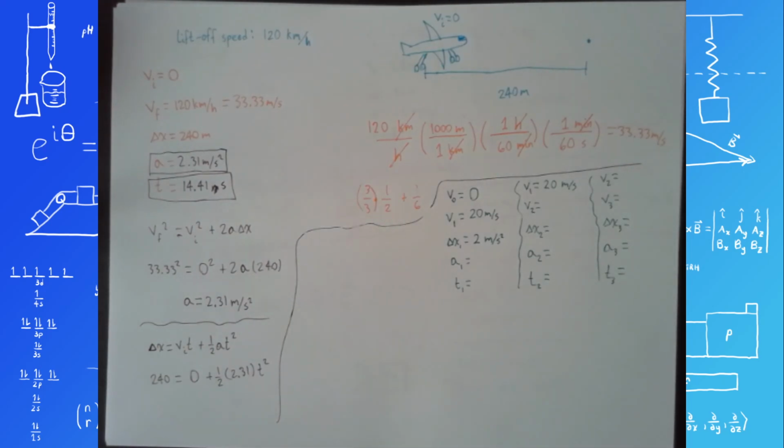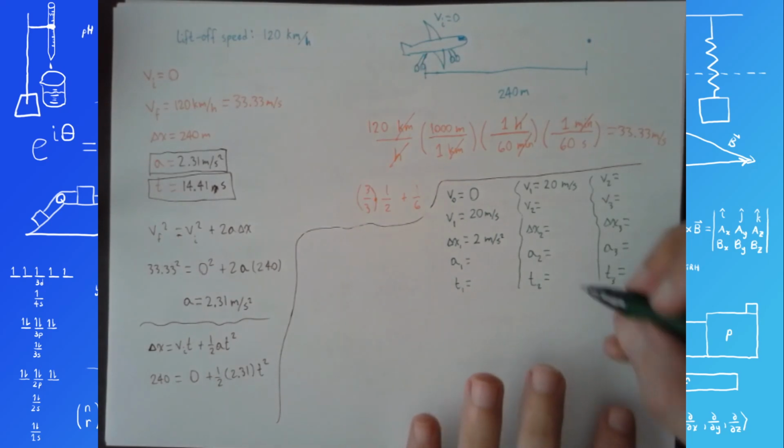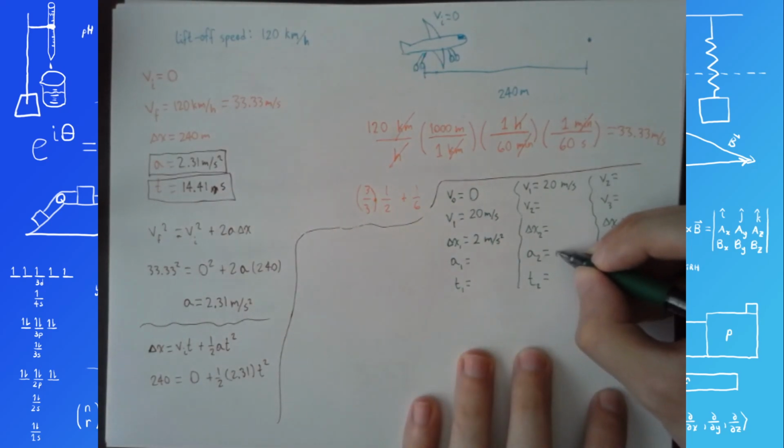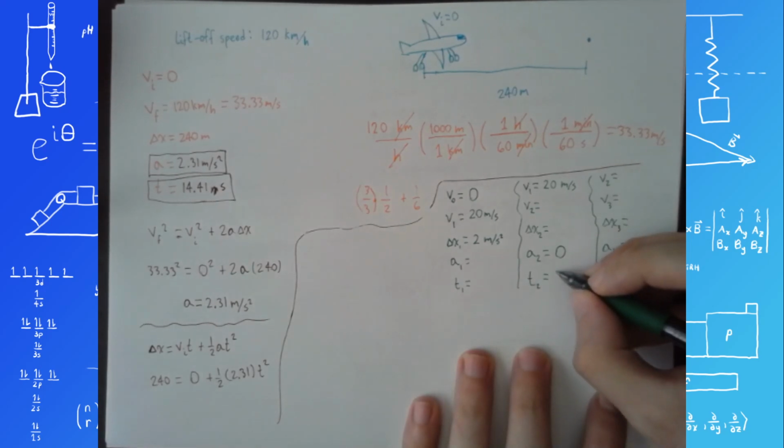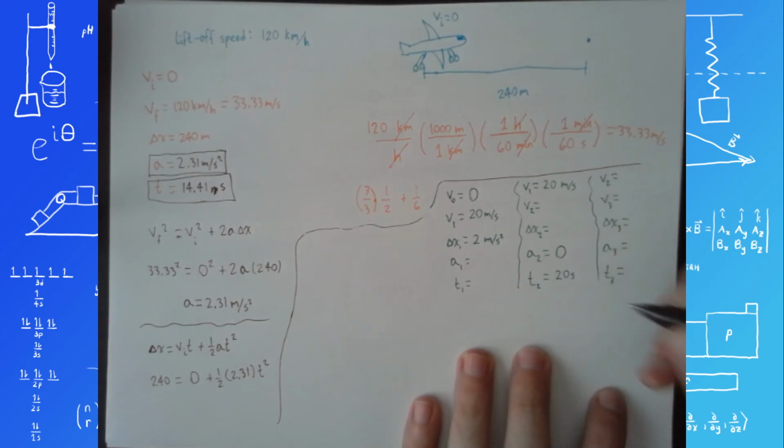Then the truck travels for 20 seconds at constant speed, and because it's on a straight road, the direction is also constant, which means the velocity is constant in both magnitude and direction, which means the acceleration of the second phase is 0. And they said that this occurs for 20 seconds. Phase 2 occurs for 20 seconds.